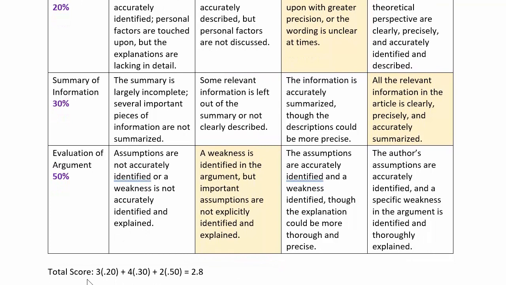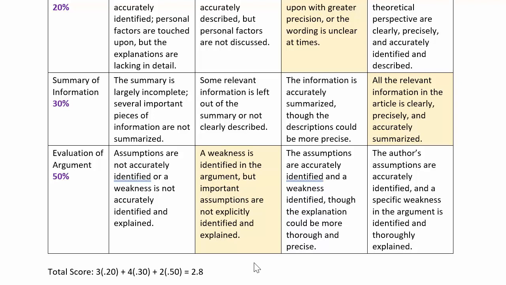The total score is a 3, and that's weighted at 20%. That's the point of view. They got a 4 for summary of information and a 2 for evaluation of argument. It's a weighted average. Do the math. You get a 2.8 as the score on the rubric.